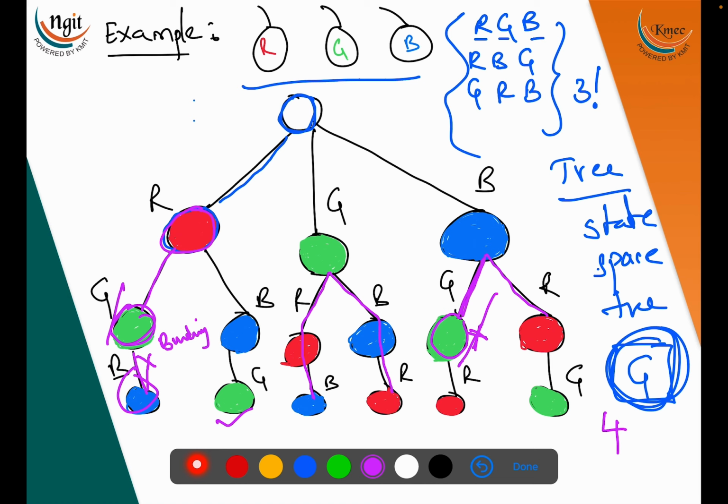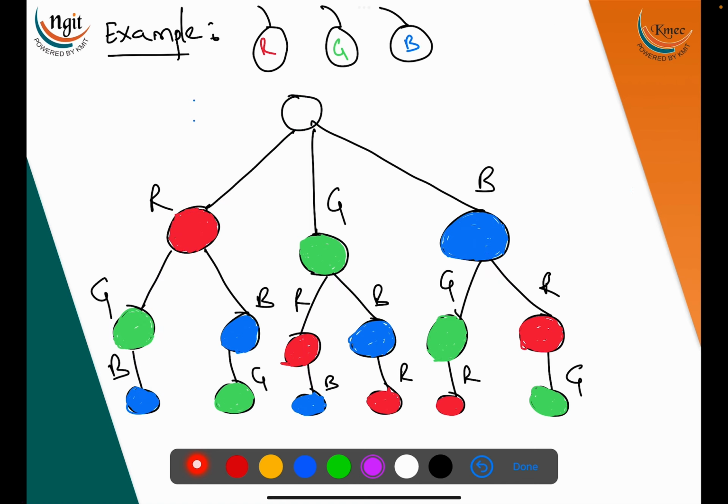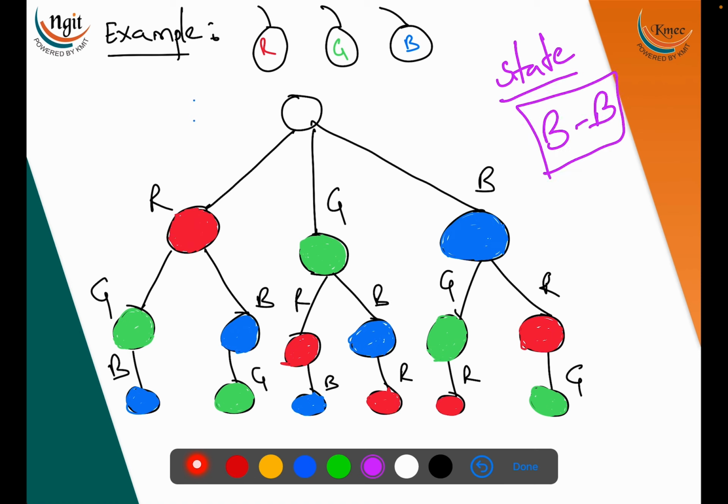Now, when we heard about the state space tree, there is one more technique which uses the state space tree, and that is branch and bound. Branch and bound is also one of the algorithm techniques to implement computational problems. The main differences between backtracking and branch and bound are what?